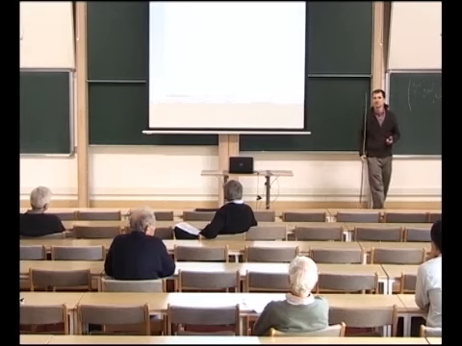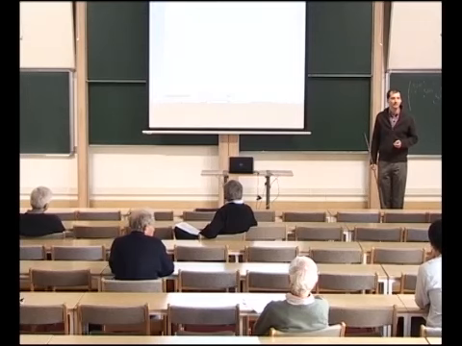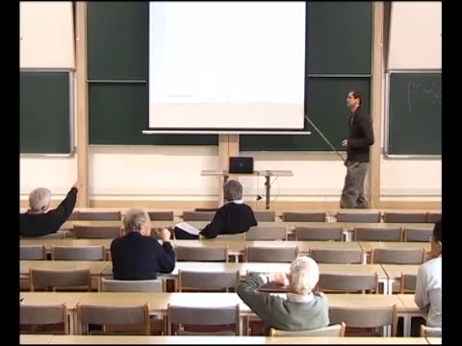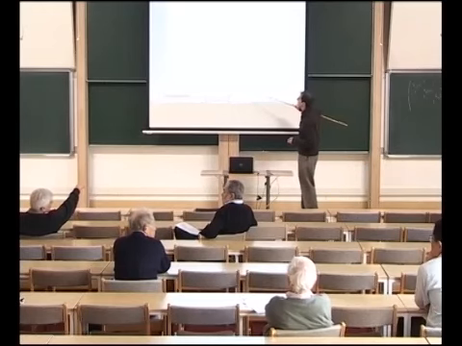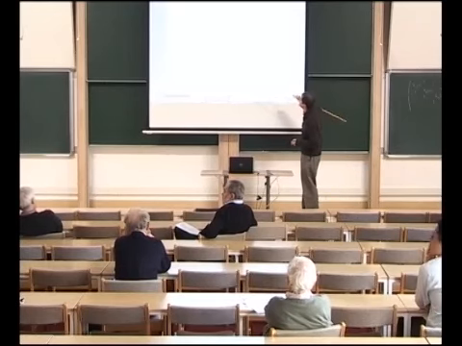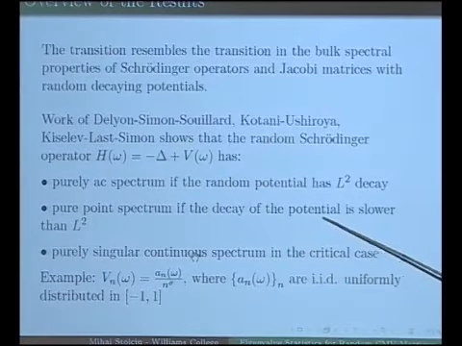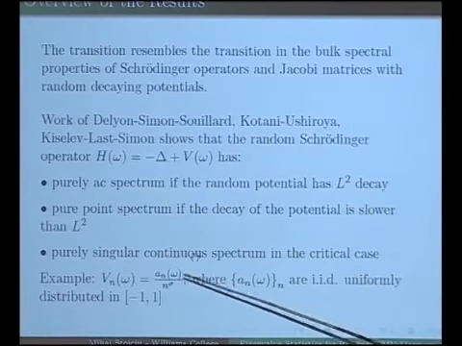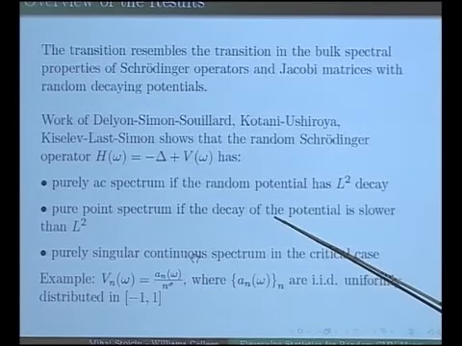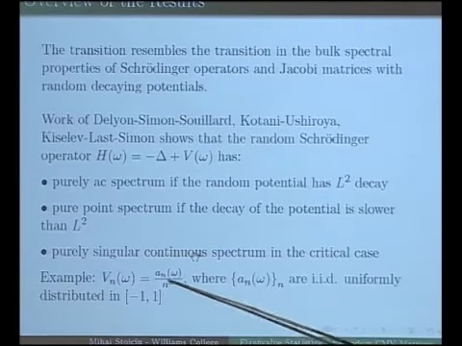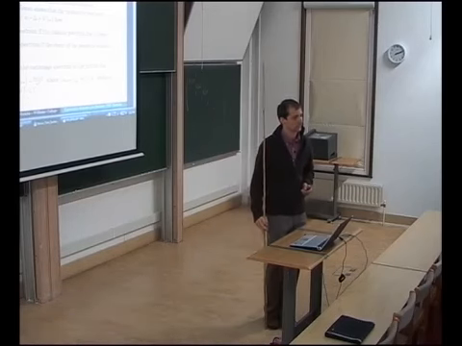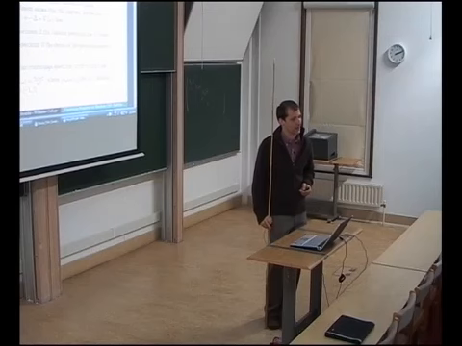You said it's a pure point spectrum if sigma is less than 1/2. Only in this case when we have slow decay. Everything is in this power sigma. So sigma greater than 1/2 is the fast decay, with L2 decay, so we have purely AC. Sigma smaller than 1/2, we have slow decay, so pure point spectrum. And in the critical case, there are some regimes where the spectrum is purely singular continuous.